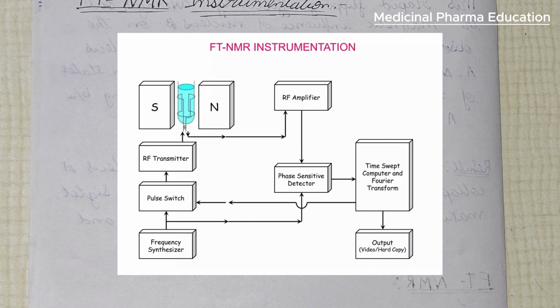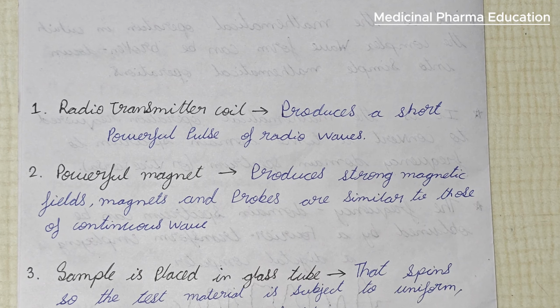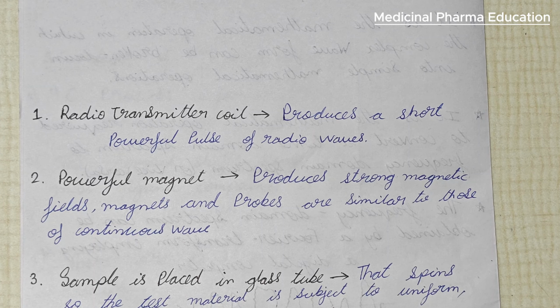I hope you understood the diagram. The parts are quite similar, but here we don't use the magnetic sweep. Instead of magnetic sweep, we use a radio frequency transmitter, which itself sends the radio waves to stimulate or excite the sample, and the coil receives the readings from the sample. You can write the parts on your own. I'll just tell you the main parts.